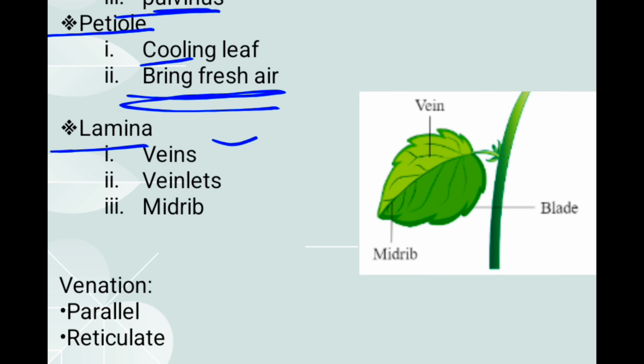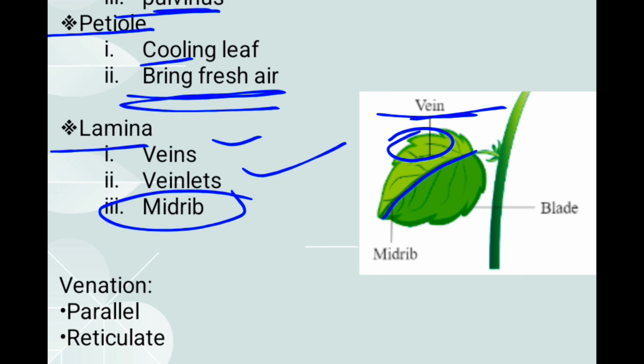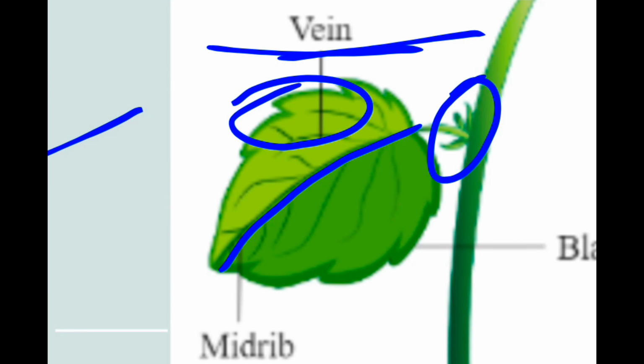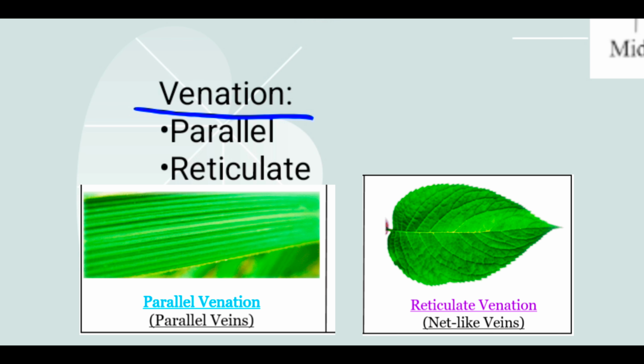It contains veins and veinlets. As you can see here, this is vein, veinlets. Middle prominent vein is called midrib. As you can see here are stipules. Venation. It is nothing but the arrangement of veins and veinlets in lamina. There are two types of venation, parallel and reticulate. Parallel is found in monocots, and reticulate is found in dicots.